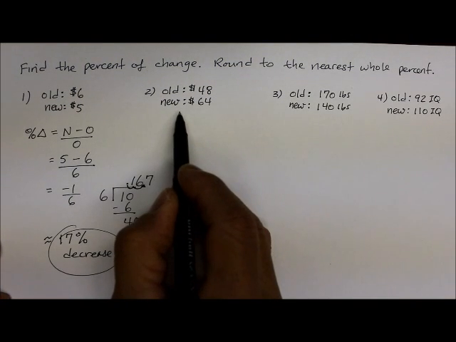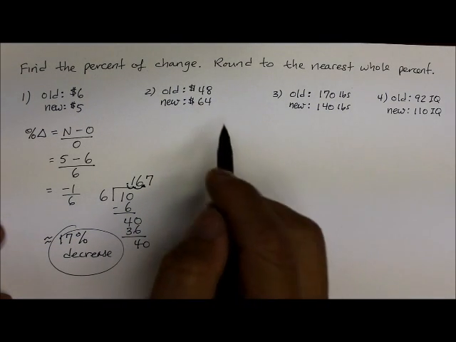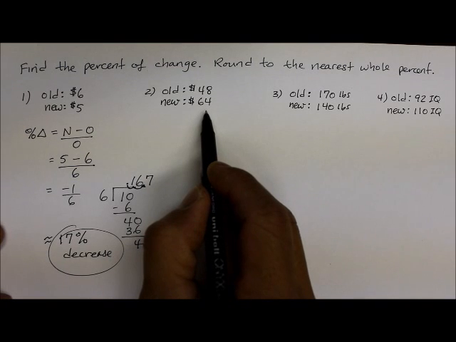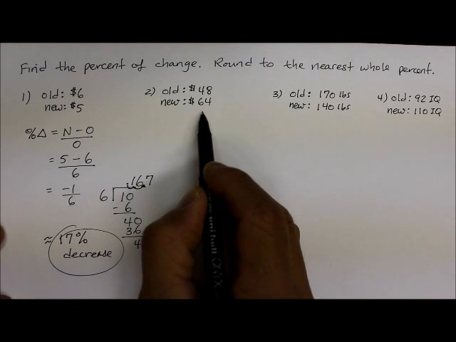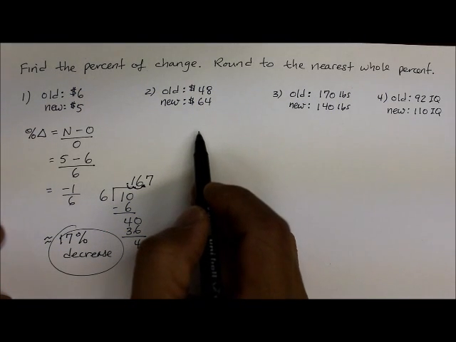Now I want you to try to figure this one out. Let's say the old price of a pair of shoes is $48. Now this shoe's selling on one of those auction websites, so popular, the price went up to $64. So this time you know it's a percent increase. What is the percent change?